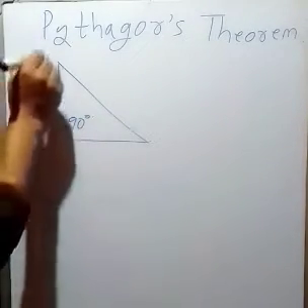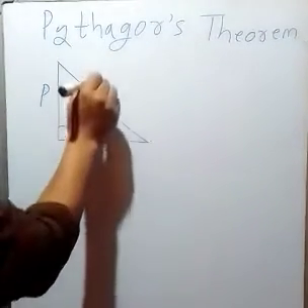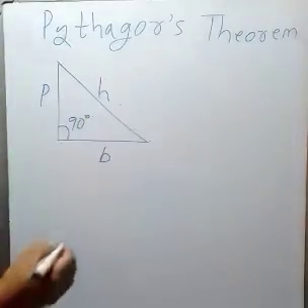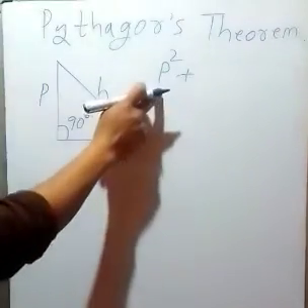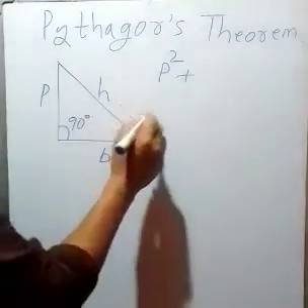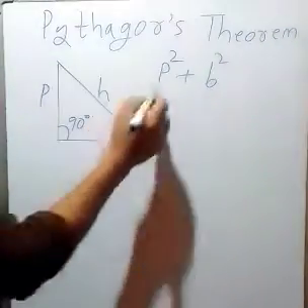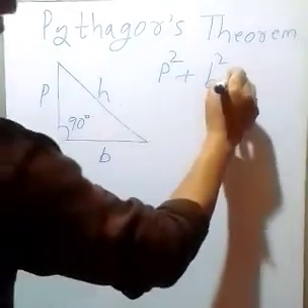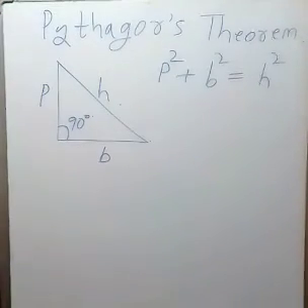So this height is called perpendicular. The down one is base. This is hypotenuse. Then according to this theorem, the sum of the square of perpendicular, p square means square of perpendicular, this height, and the square of base, this sum, or when you add the square of perpendicular and base, this will always be equal to the square of hypotenuse.